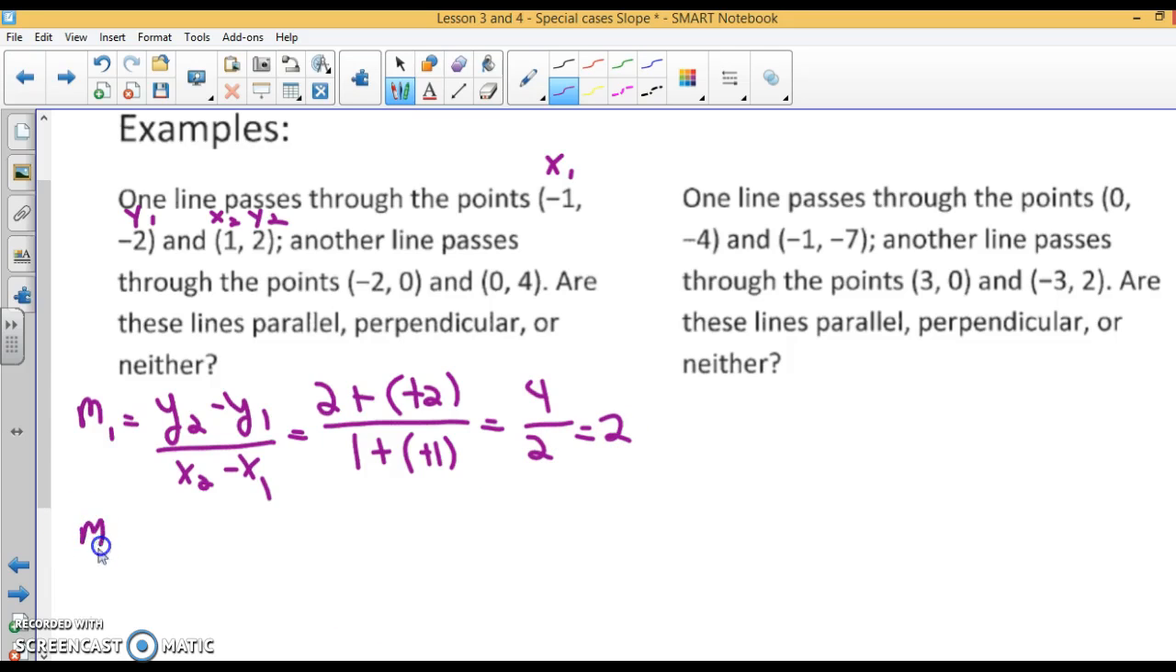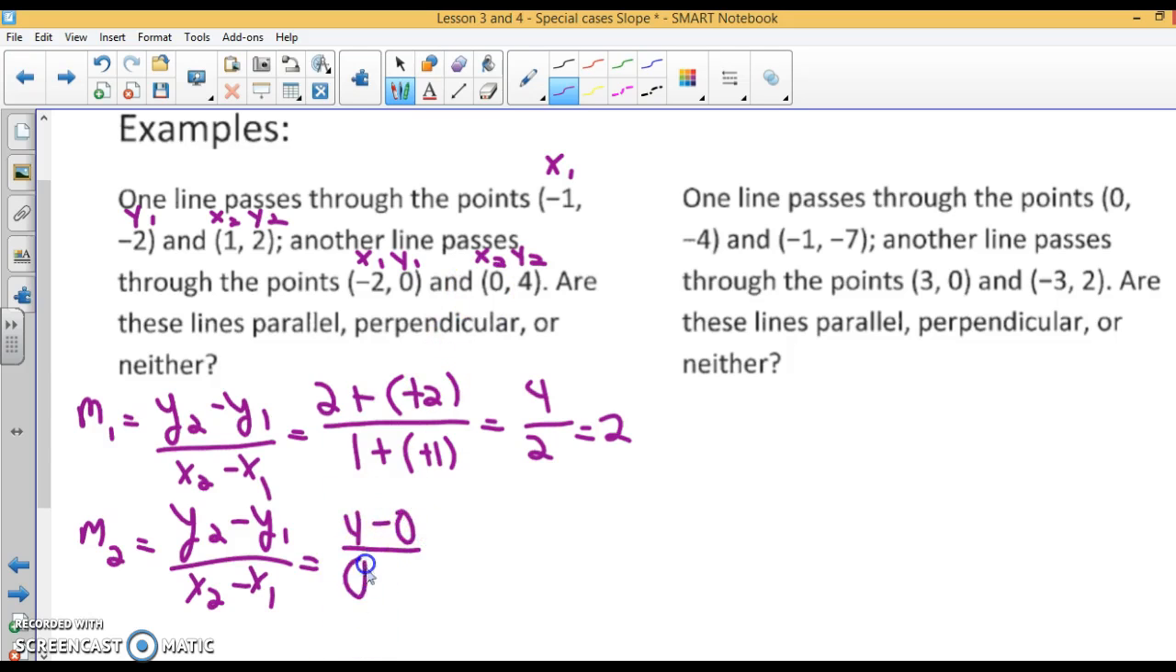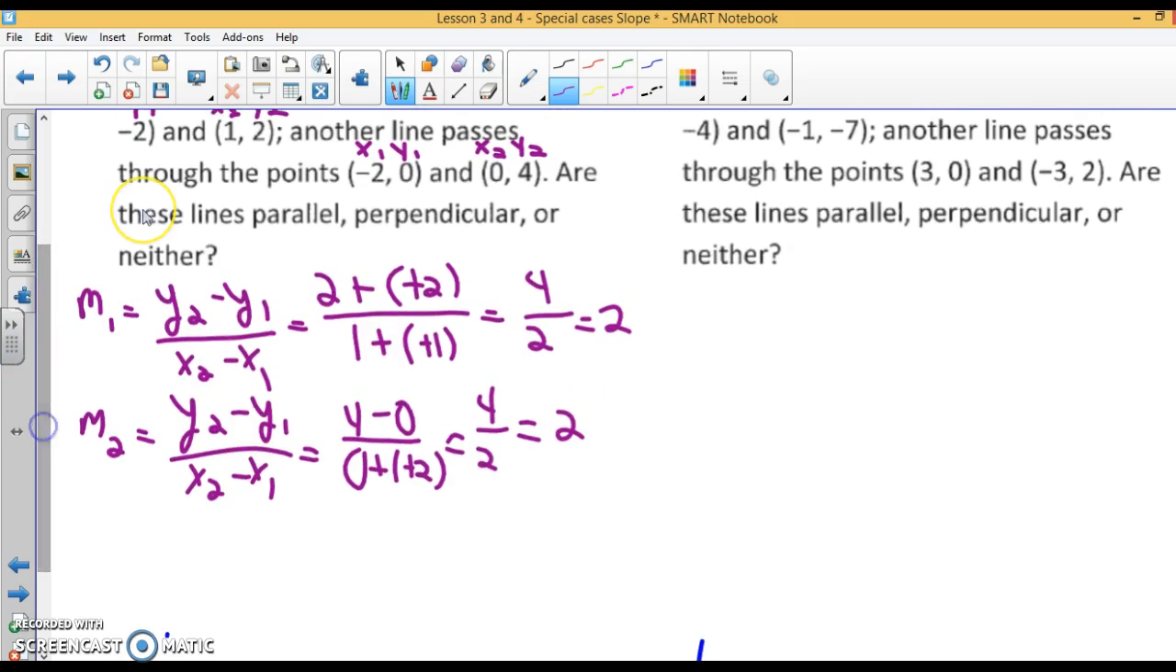My slope of my second line, m sub 2, second line. This is x sub 1 and y sub 1. This is x sub 2 and y sub 2. And again, I'm going to write my slope formula. Y sub 2 minus y sub 1 over x sub 2 minus x sub 1. Let's substitute. 4 minus 0 over 0 minus -2. Now, when I simplify, I will have 4 over 2, which is 2. So, these lines are parallel because their slopes are the same.